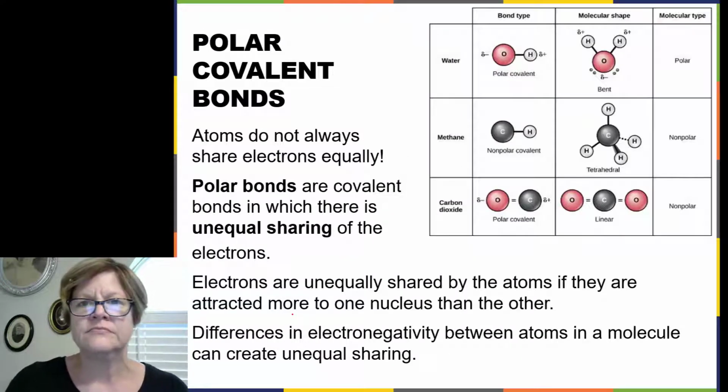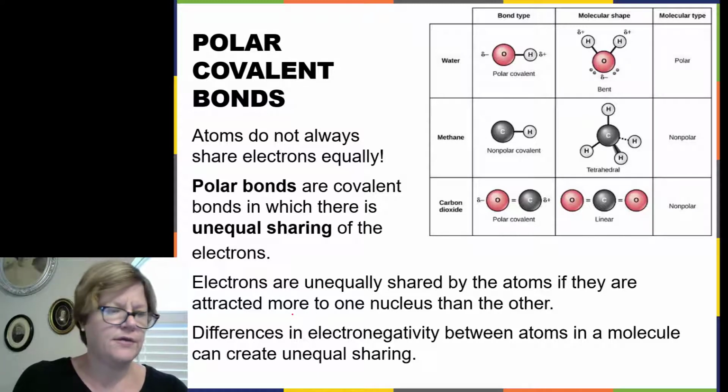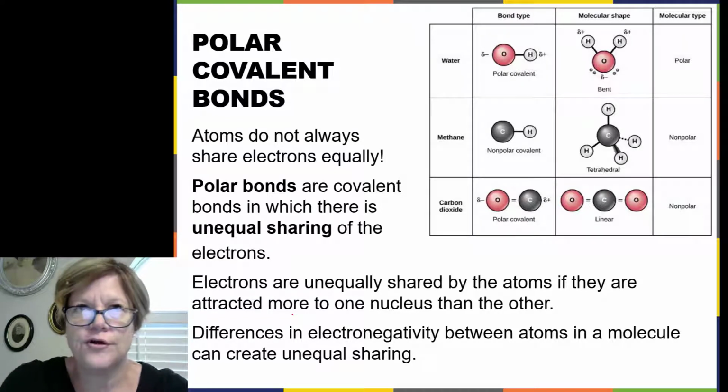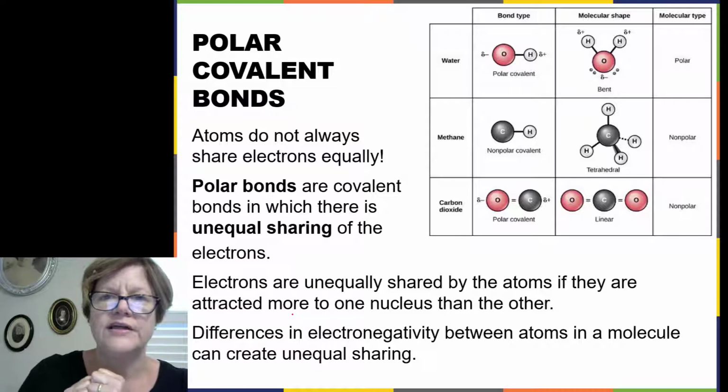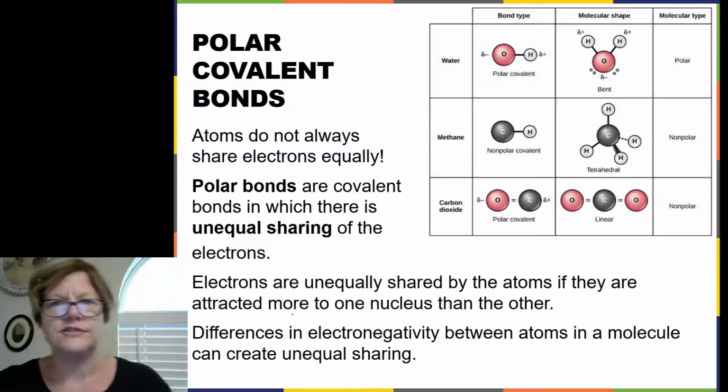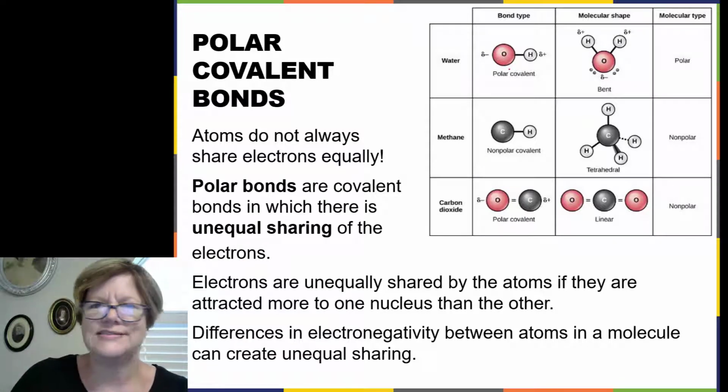Okay, but let's go back to talking about the shared electrons. What happens when an oxygen is pulling more on the electrons in the covalent bond than the hydrogen? So they gave you this example here because it's classic. I mean, it's the one you should learn.